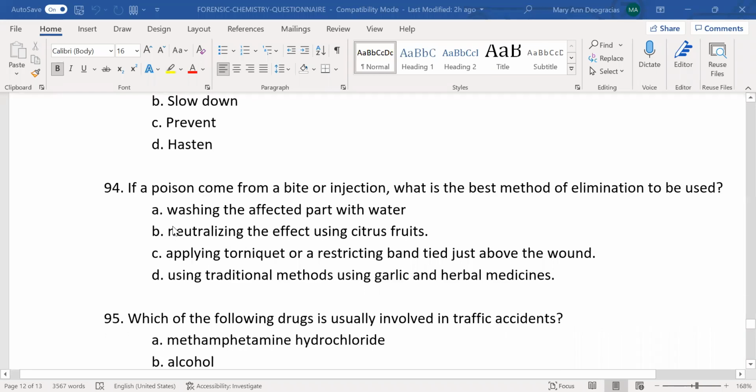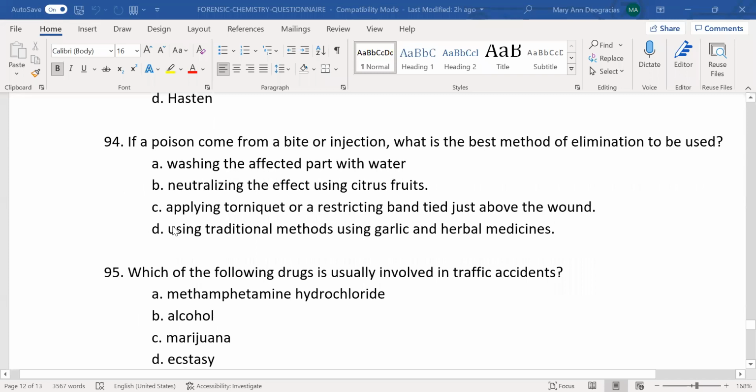94, if a poison came from a bite or injection, what is the best method of elimination to be used? A, washing the affected part with water. B, neutralizing the effect using citrus fruits. C, applying tourniquet or a restricting band tied just above the wound. D, using traditional methods, like garlic and herbal medicines. Tourniquet, tama.